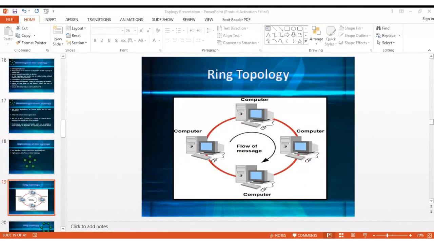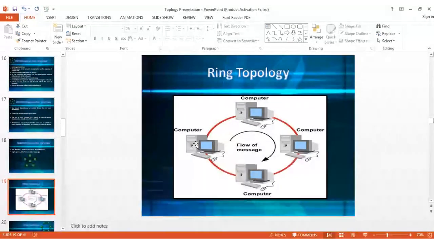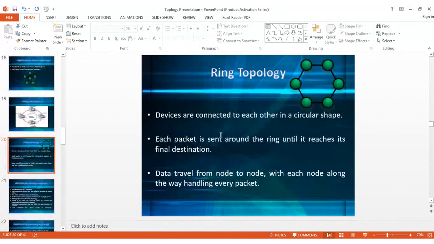Now, if you look at this topology, we have a circular shape, and the result is called a ring topology. It forms a circular shape. This device here is connected to this one, and to this one, forming a cyclic or circular shape, the ring topology. Now in the ring topology, every device is connected to the next in a circular shape, and each packet is sent around the ring until it reaches its final destination.